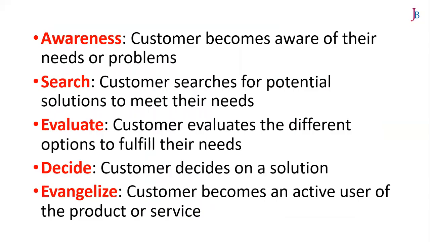Okay, so I'll try to explain each part of the funnel again. Awareness: the customer becomes aware of their needs or problems. Then the person does a search. The customer searches for potential solutions to meet their needs. Then the customer does an evaluation. The customer evaluates the different options to fulfill their needs. Then he makes a decision. The customer decides on a solution. Evangelize: the customer becomes an active user of the product or service and can also tell other people about how good or bad the product or service is.